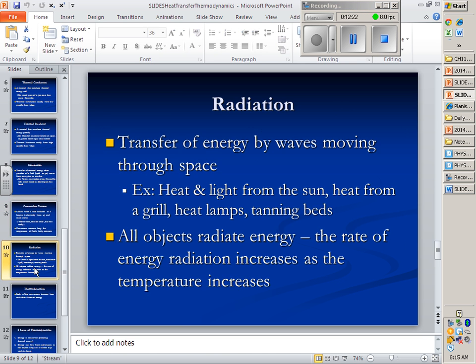Last one we talked about yesterday, radiation. Transfer of energy by waves through space. If we go back to our analogy of passing a note in class, what does radiation look like? You make a paper airplane, you throw it across the room, right? That's romantic, a paper airplane. But in that case, the energy, the note that you're trying to pass, goes from one side to the other side.